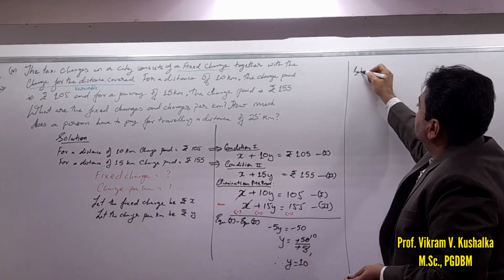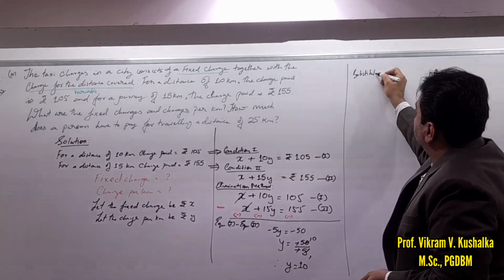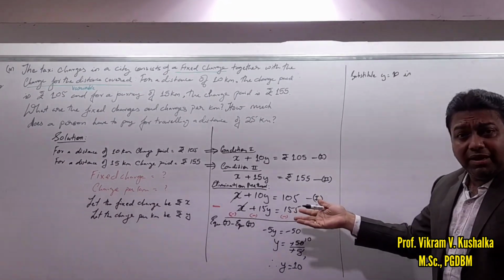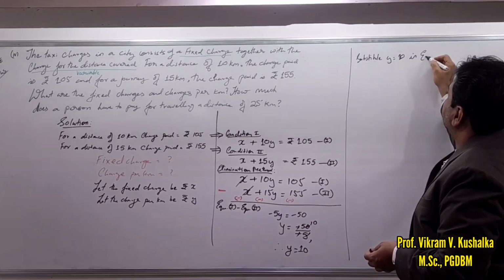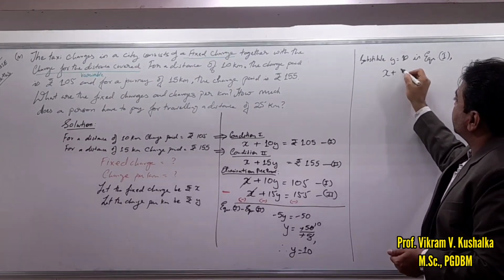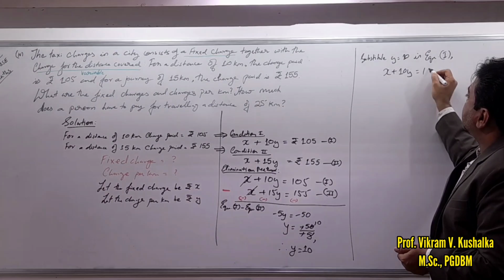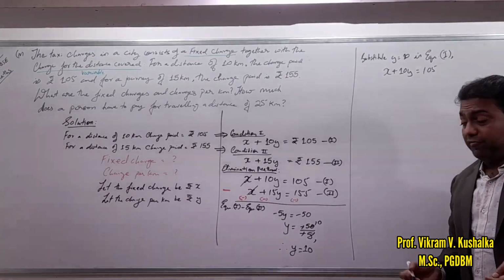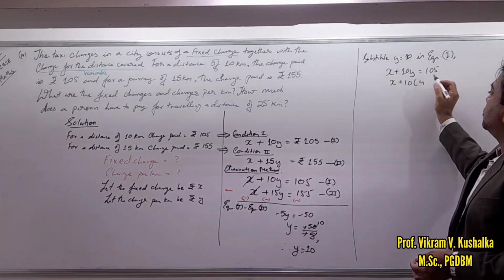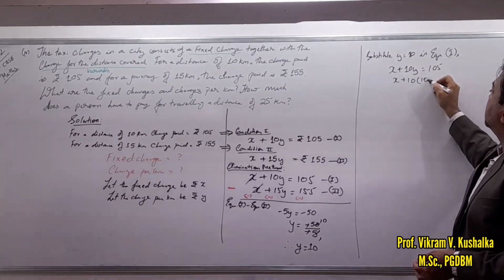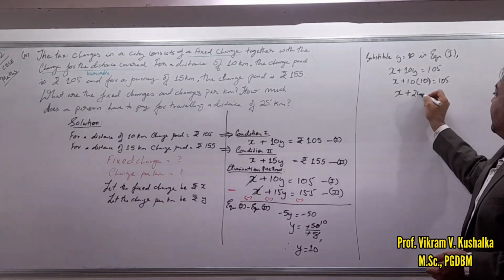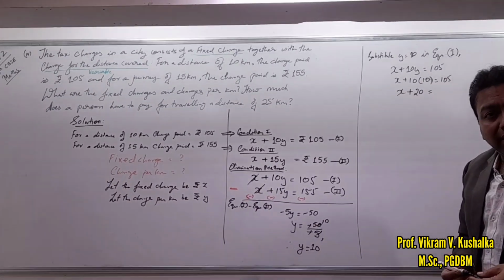So substitute y equals 10 in, I'll take the easy way out, equation number 1. What's my equation number 1? That is x plus 10y is equal to 105. And the value of y is 10. So x plus 10 into 10 is equal to 105. X plus 20, is it correct?